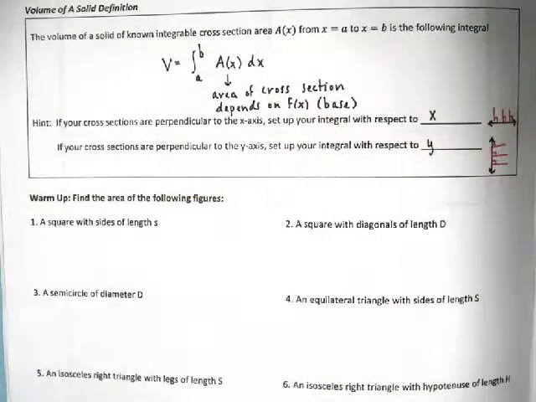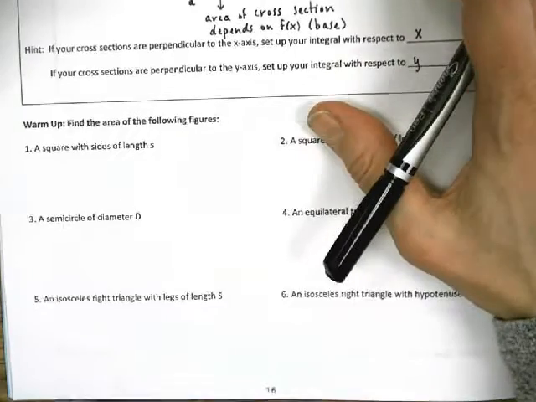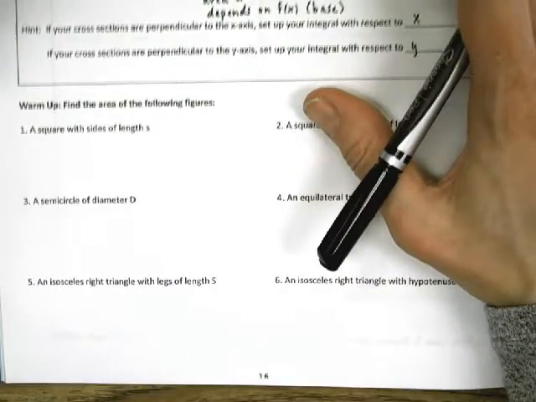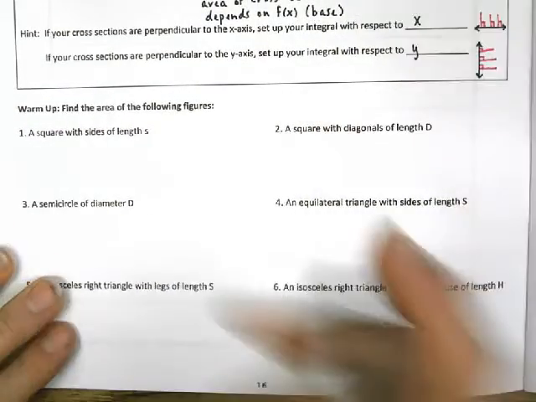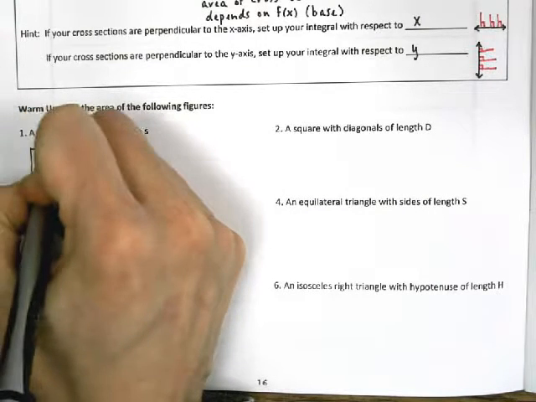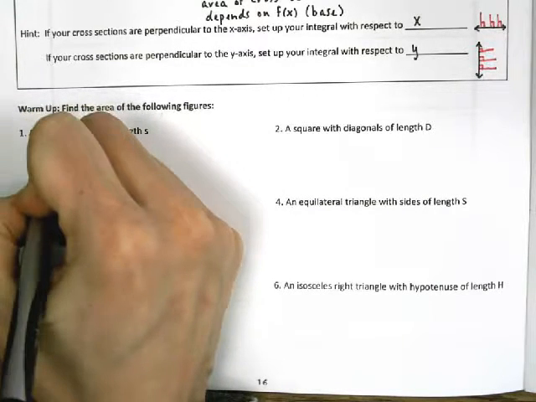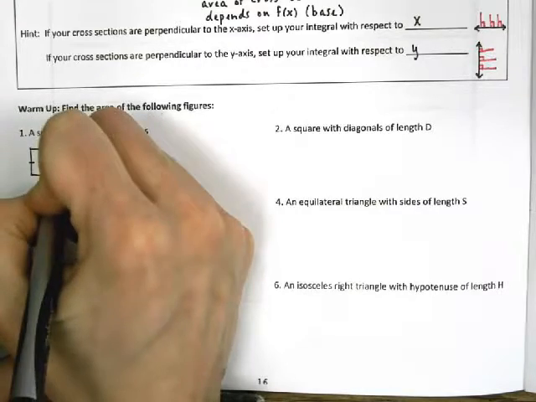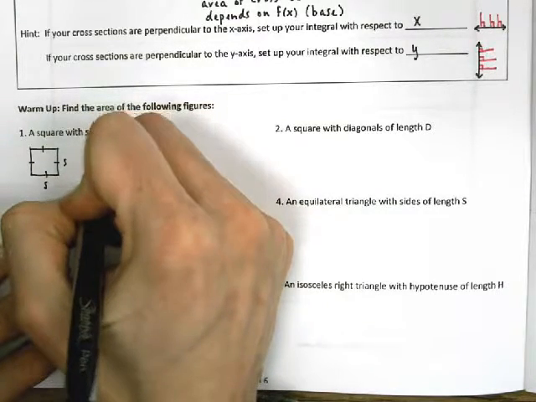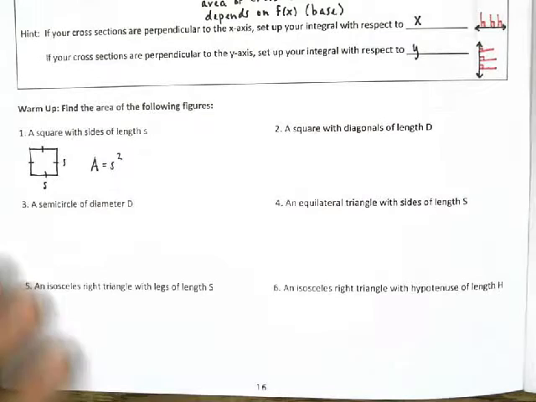So we'll start here at the bottom. I'm going to shift up. Okay, so we're going to find the area of the following figures. Now, hopefully, a square is something that we're all very familiar with. For congruent sides, if we call them side length s, we know our area is just s squared.